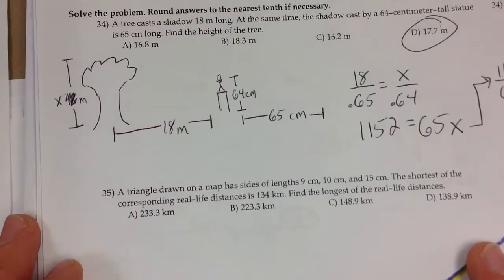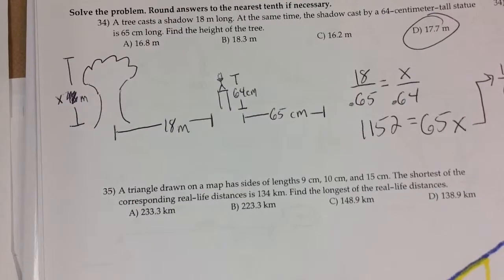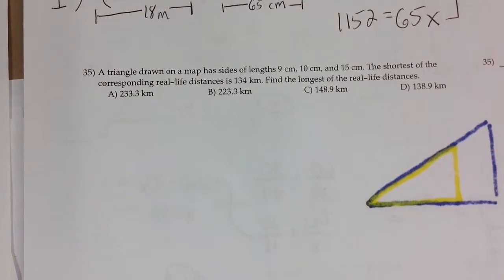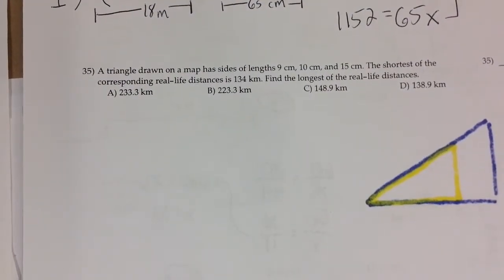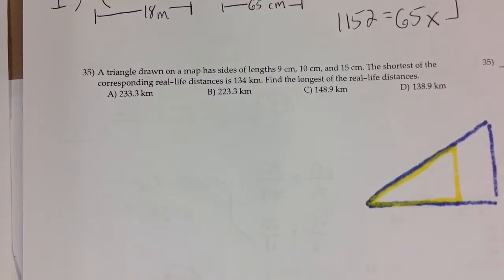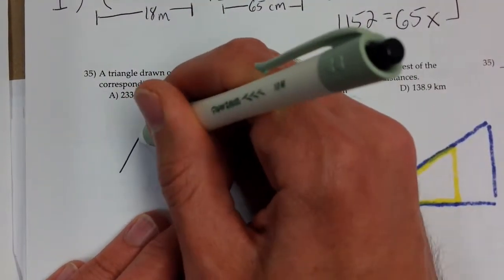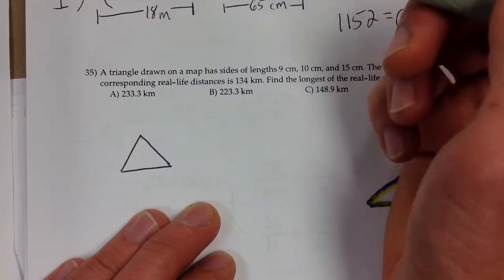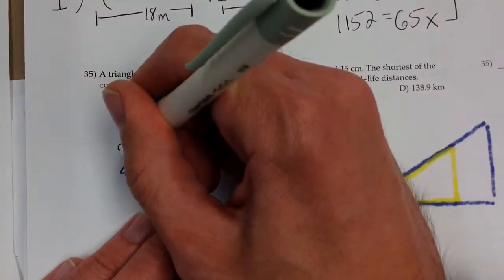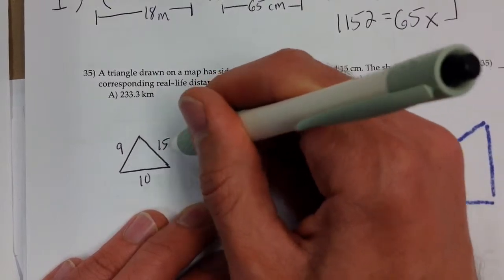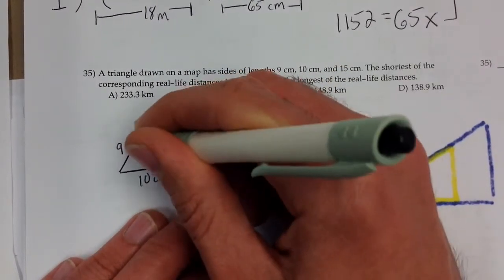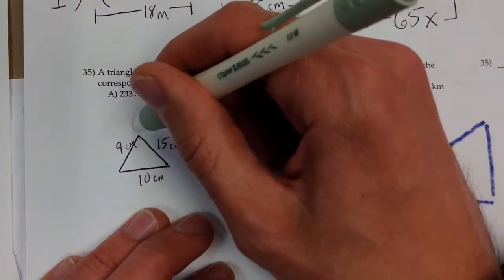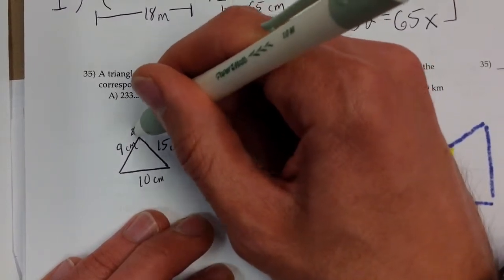Okay. Any questions on 34? 35. Another random helper. Jake. Let me draw it out first. Doesn't have to be to scale. We have a triangle drawn on a map. Sides are 9, 10, and 15. It says the shortest of the corresponding real-life distances is 134.